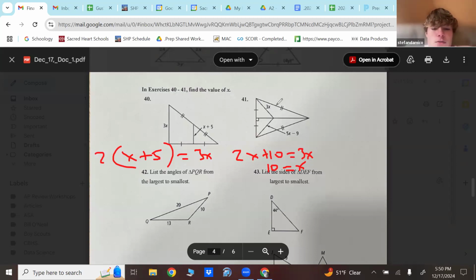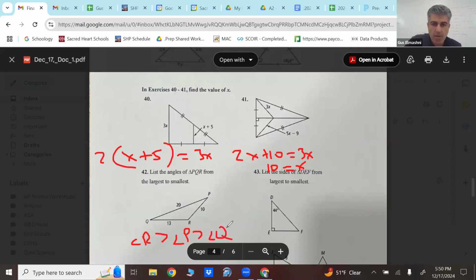So 42 wouldn't be... Well, 10, let's take it. So angle Q is the smallest. Angle R is the biggest. Then angle P. Then angle Q.